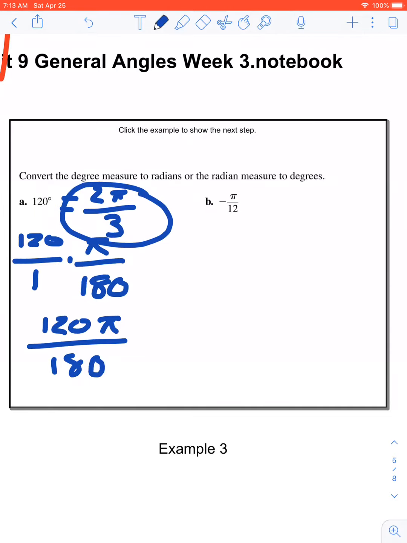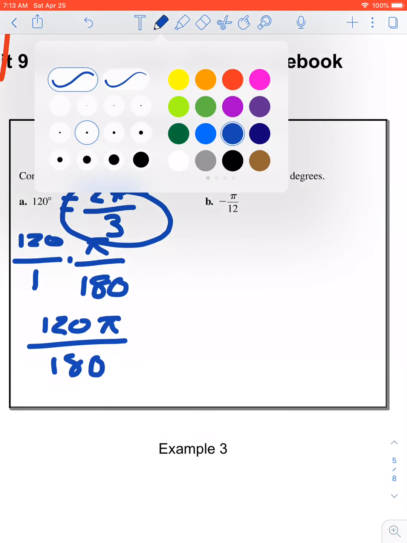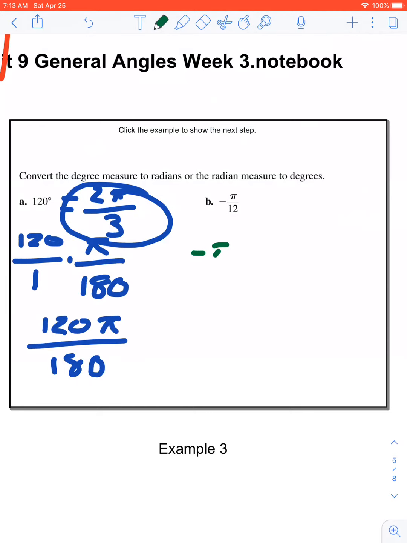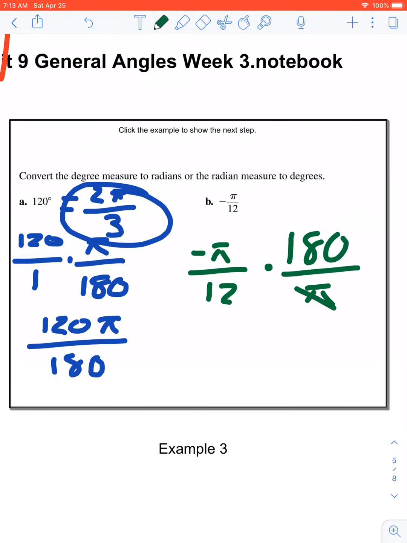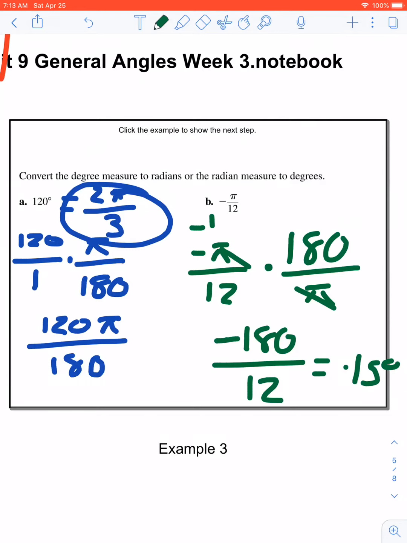So 120 degrees is the same thing as 2 pi over 3. Okay. And then the last one we're going to do, let's say I have negative pi over 12. So I'm going to multiply that by 180 over pi. The pi's are going to cancel, and this is going to cancel the negative 1. And then again, I can just multiply across and get negative 180 over 12. Perfectly fine to do that. And then I would do negative 180 divided by 12, and that would give me negative 15. So negative 15 degrees. Okay.